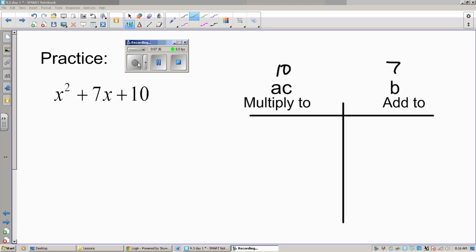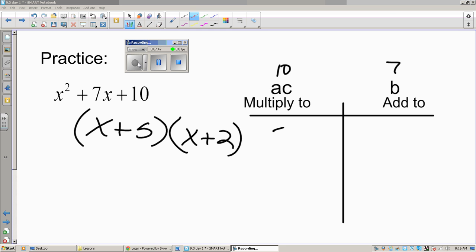Our answer is x plus 5 times x plus 2. In this case, we are multiplying to 10, so 5 times 2 is 10. 5 plus 2 is 7. And if we want to, we can check that answer. And if you're taking a test, that would probably be a pretty obvious time to check your answer.